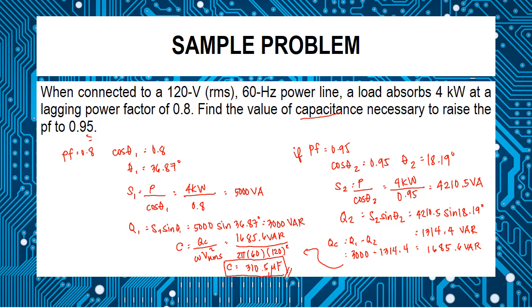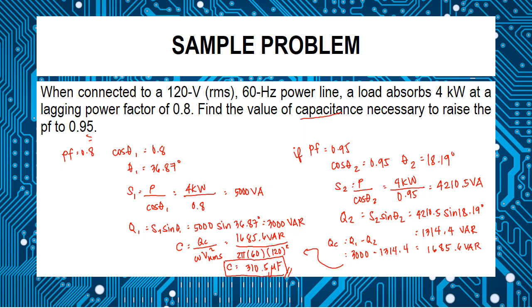So, the difference between the new and old reactive powers is due to the parallel addition of the capacitor to the load. So, the reactive power due to the capacitor, we can just say that Q_C is equal to Q1 minus Q2. And this is equal to 3,000 minus 1314.4, which is equal to 1685.6 var.